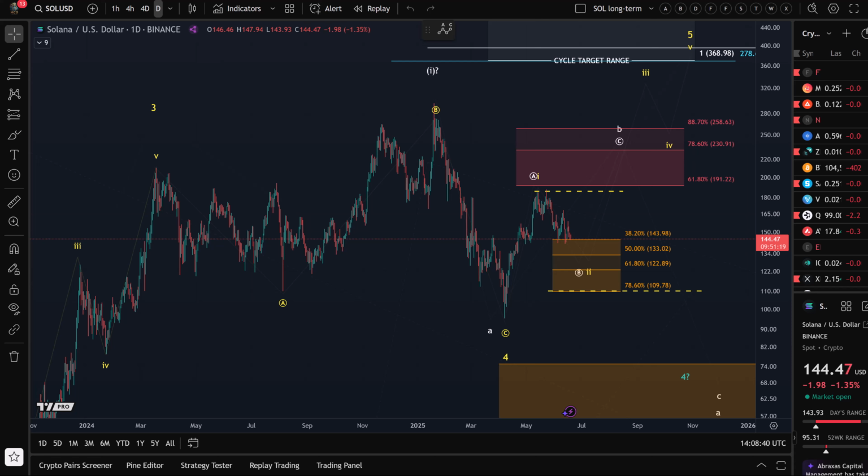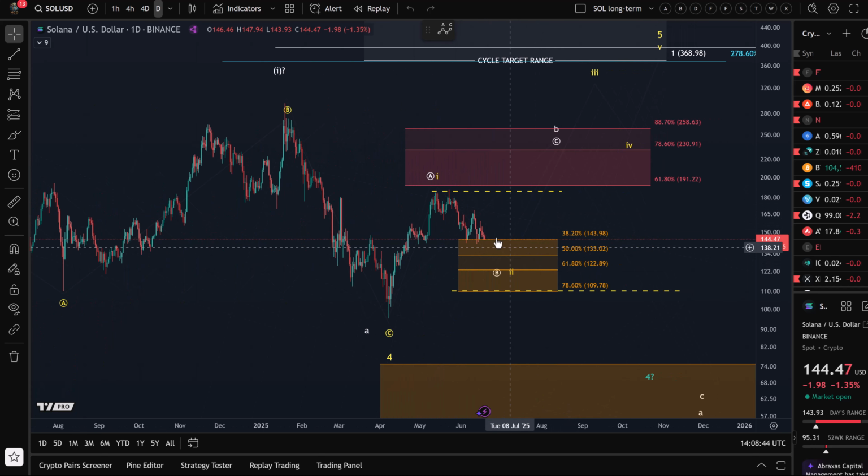The Solana chart is currently here on the daily time frame, still in a correction. There is absolutely zero evidence that we've already started a C wave to the upside or a third wave to the upside, so that's very much in line with previous updates.